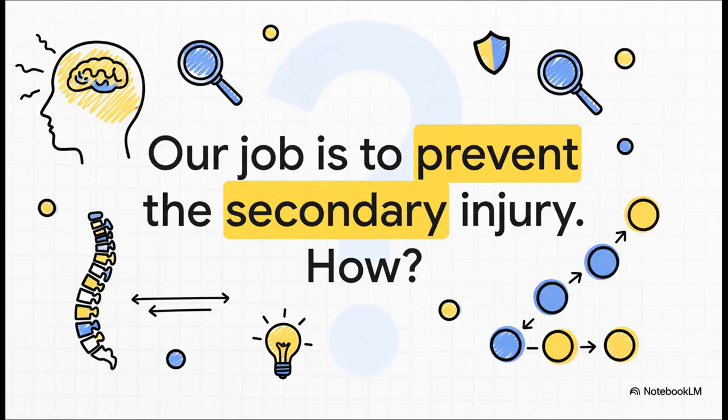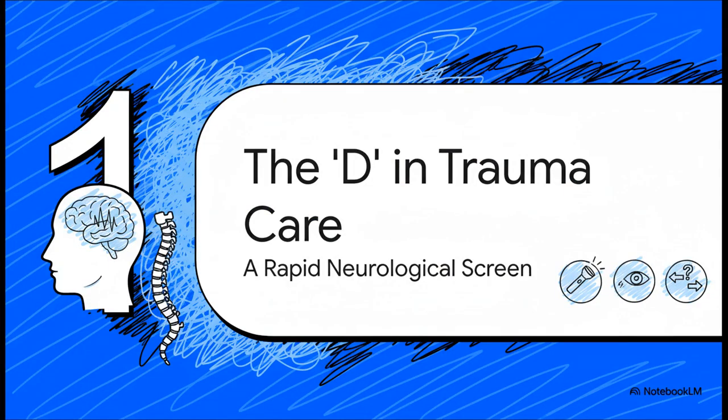Our whole mission, from the second that patient comes through the door, is to prevent what could happen next, the secondary injury. So this explainer is going to walk you through the key steps of the neurological assessment, all designed to protect the brain and spinal cord from any more harm. Okay, let's dive right into it.